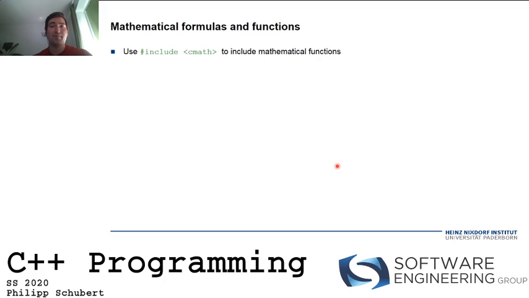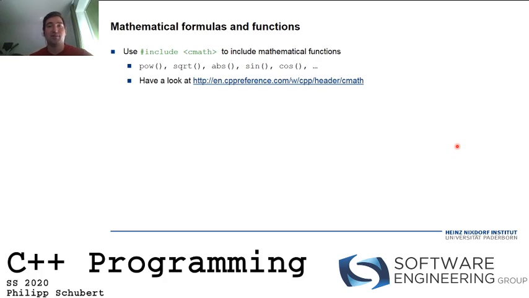If you wish to use some mathematical functions, you can include the header cmath, which defines some interesting mathematical functions that you can use to encode mathematical formulas. What this header file implements are functions like the power function, so you can raise one number to the power of another number. You can compute the square root of a value, of a variable. You can have the absolute value. You can compute a sine or cosine, and lots more.